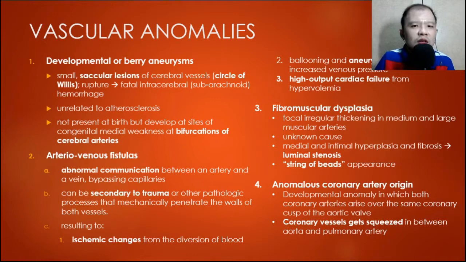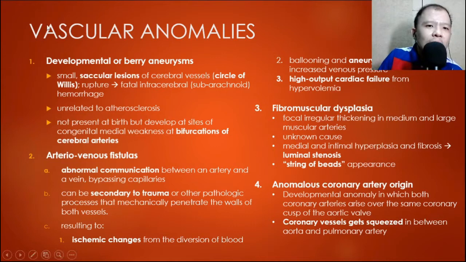First, vascular anomalies. These are either congenital or they might not be present at birth, but they develop in the early years of life. For example, number one is the developmental or berry aneurysms. These are true aneurysms. They are saccular lesions in the cerebral blood vessels, particularly in the circle of Willis. When they rupture, they lead to a fatal subarachnoid hemorrhage. It is unrelated to atherosclerosis.